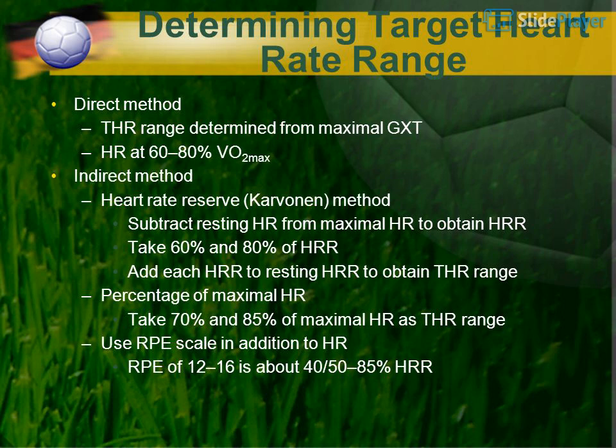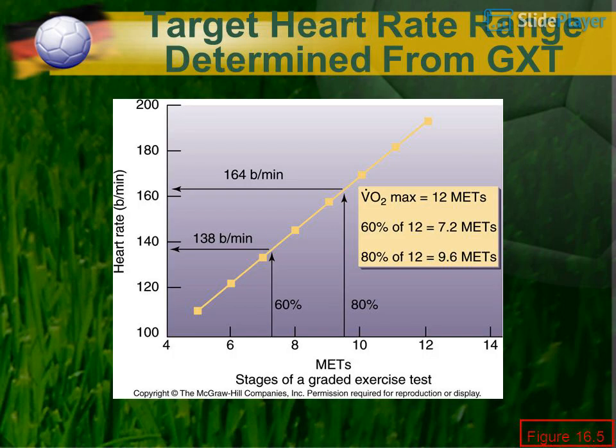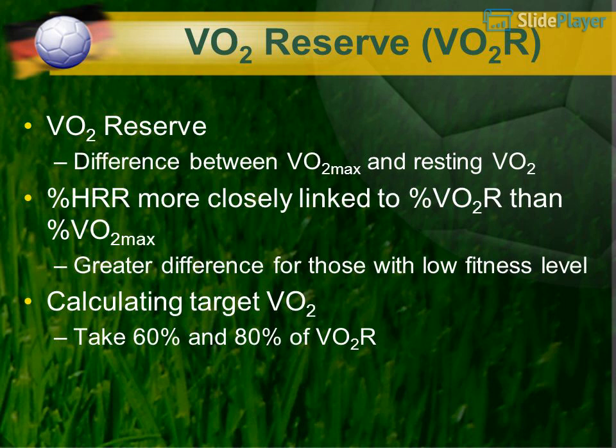Use the RPE scale in addition to HR. An RPE of 12 to 16 is about 40-50 to 85% HRR. Target heart rate range determined from GXT, Figure 16.5. VO2 reserve, VO2R, is the difference between VO2 max and resting VO2. Percent HRR is more closely linked to percent VO2R than percent VO2 max. The difference is greater for those with a low fitness level. Calculating target VO2: take 60% and 80% of VO2R.